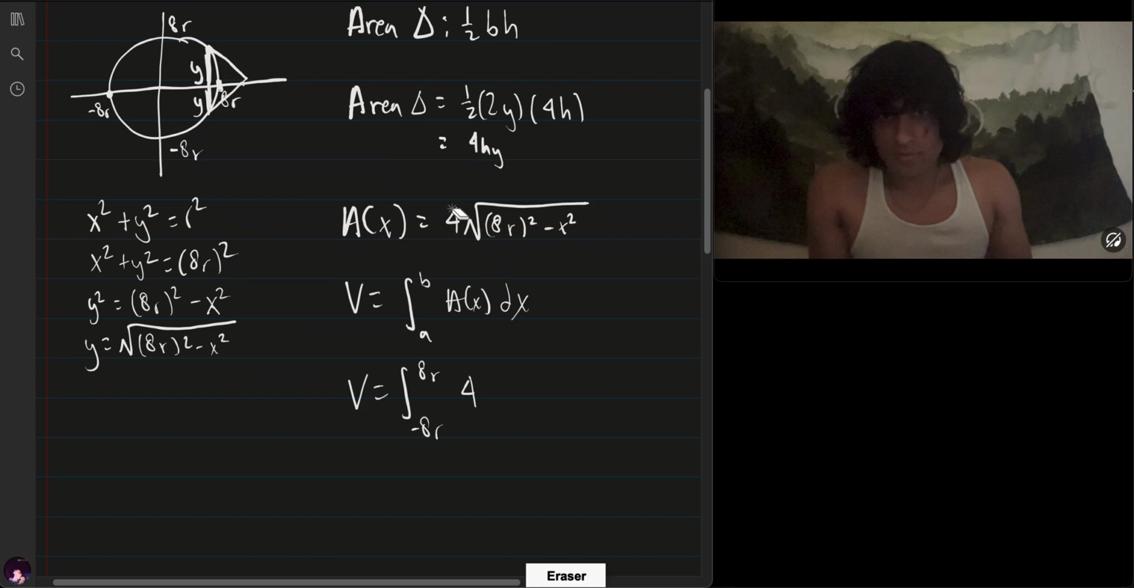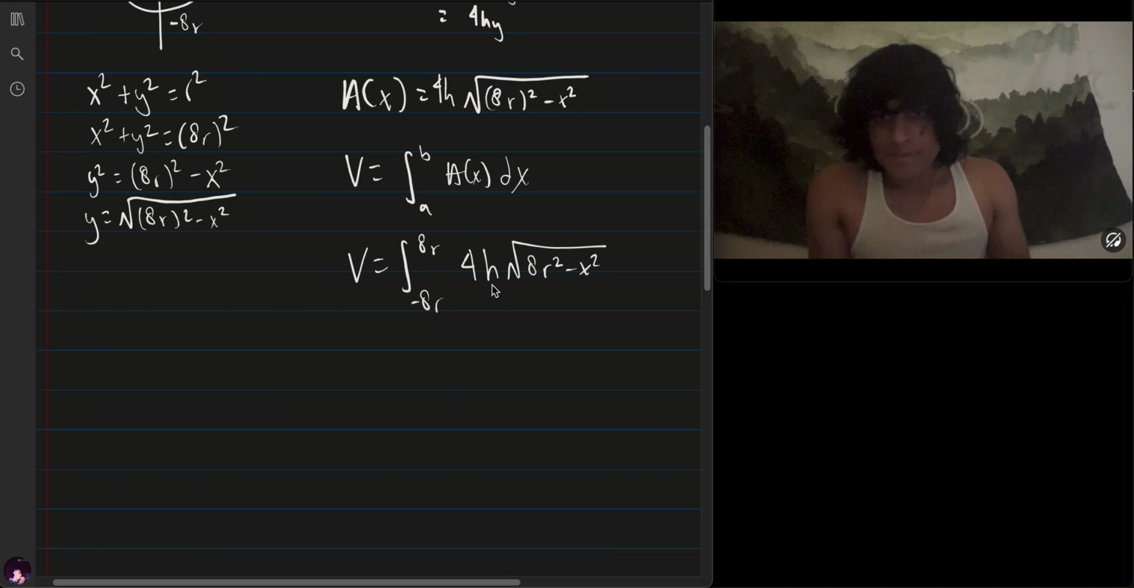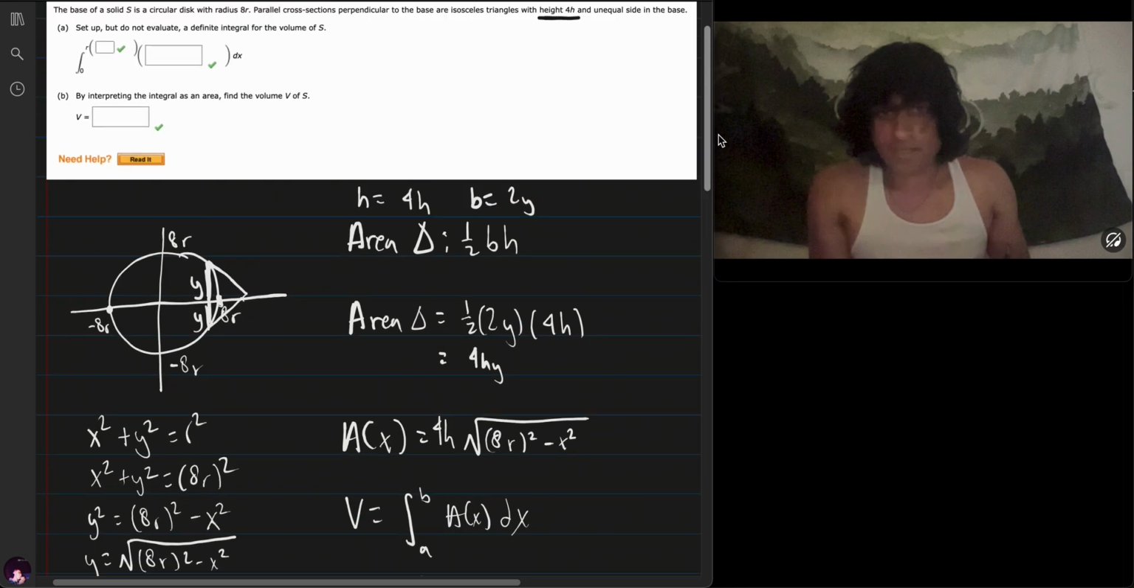Oh, I forgot the 4h over here. My bad. Sorry. 4h times the square root of 8r squared minus x squared. Okay, so this is our integral. We have set up our integral.